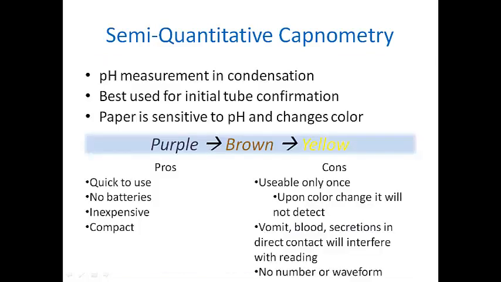Semi-quantitative capnometry is going to give a pH measurement in the condensation of water exhaled out of the body. This is best used for initial tube confirmation, and the pH sensitive paper is going to change generally from an area of purple color to brown to yellow. And yellow means that yes, generally, this tube has been placed in the trachea.